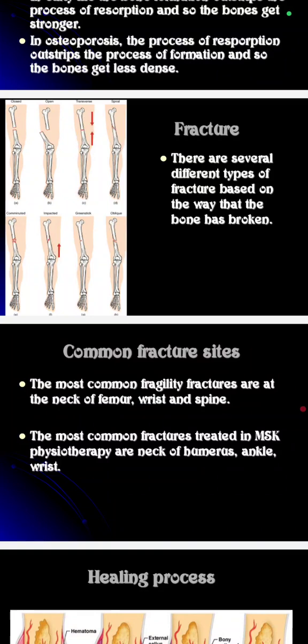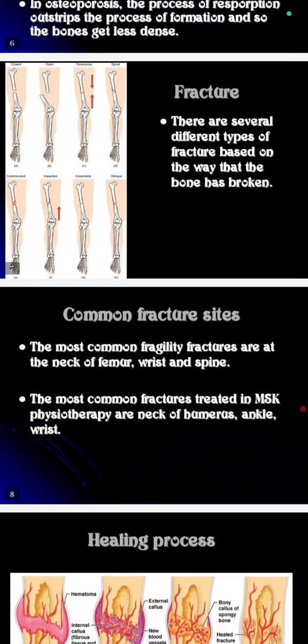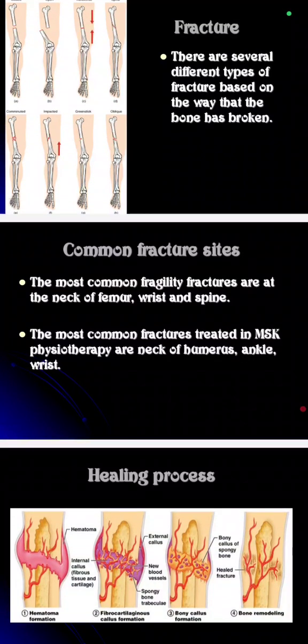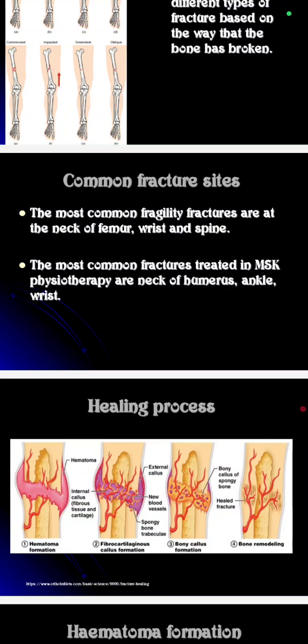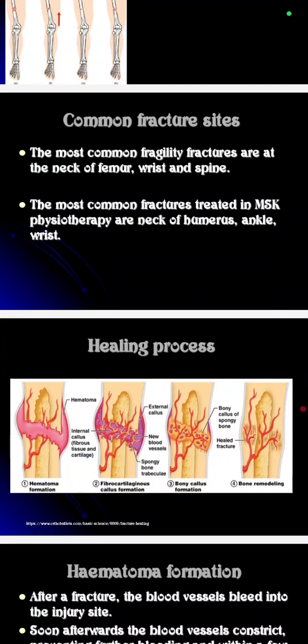Common fracture sites: mainly fragility fractures are at the neck of the femur, wrist, and spine. The most common fractures treated in MSK or physiotherapy are the neck of humerus, ankle, and wrist. These are the main fractures which we find in human beings.